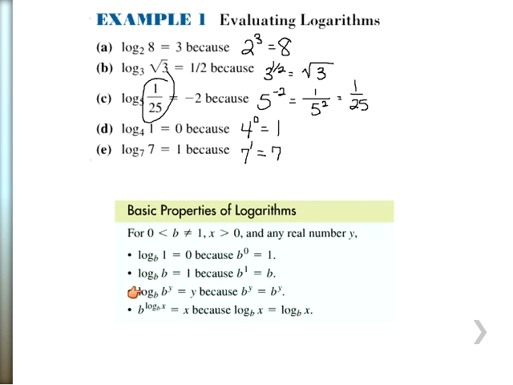If you have log base b of b to the y power, again, the log base b and the b are going to cancel out, and it will just equal that y value. Again, because if you were to change this to exponential form, you would get b to the y equals b to the y. And the last property here is if you have b raised to the log base b of x, again, those bases and the log of b are going to cancel each other out, and you are left with just the x value. Make sure these 4 properties get written down in your notes because you're going to see them a lot throughout the unit.